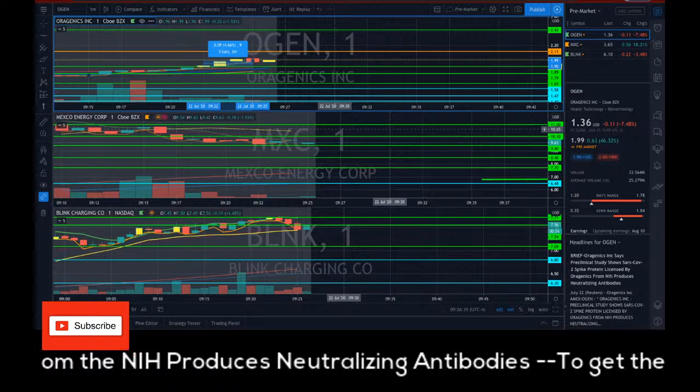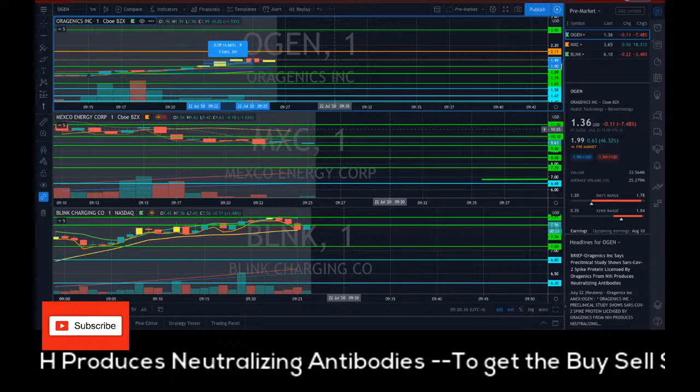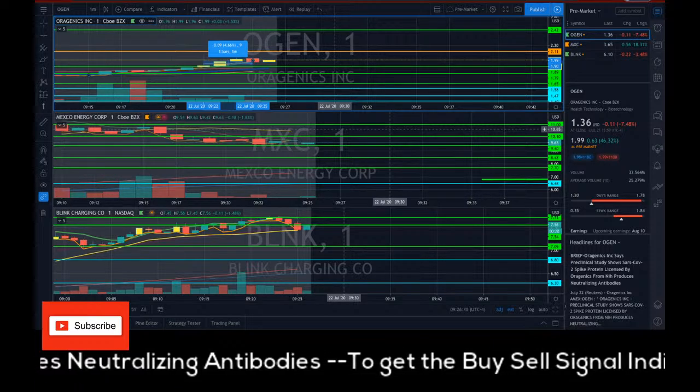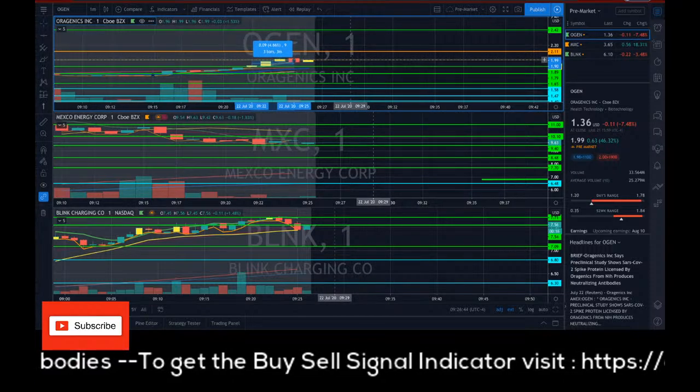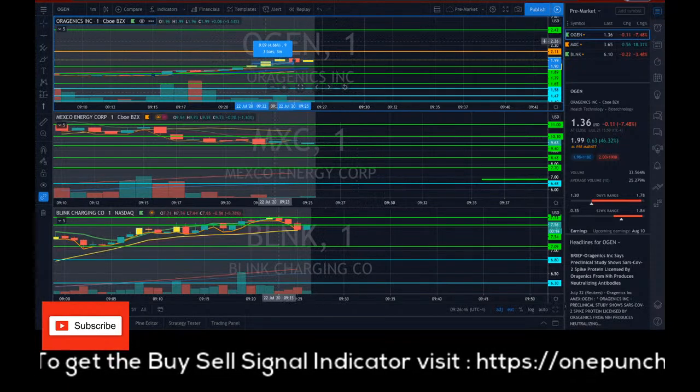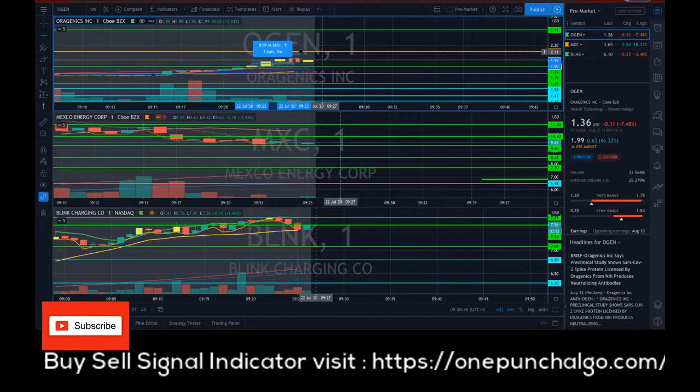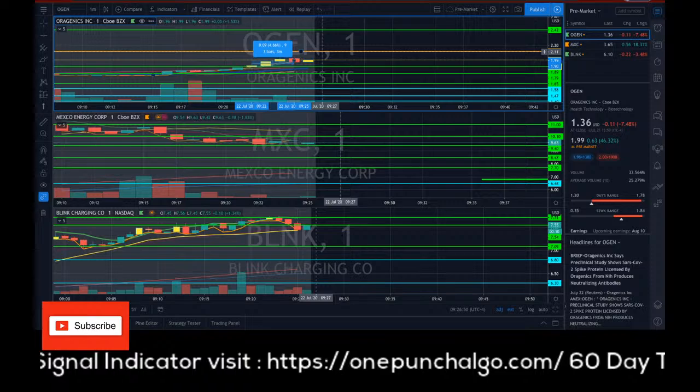So use some paper trading to master this, and also use hotkeys. When using TradingView, you can actually click Shift and B to buy, Shift and S to sell.